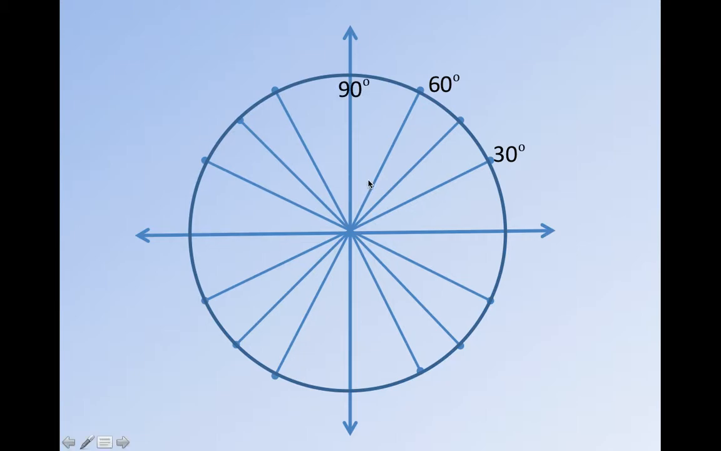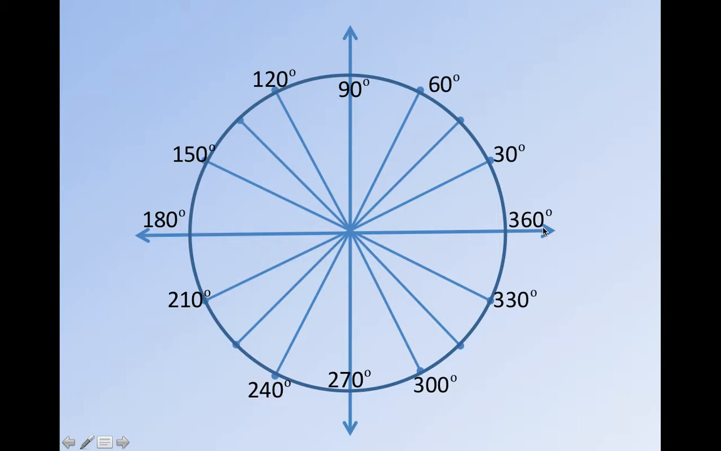If we keep going around adding 30, we get 120, 30 more, 150, 30 more, 180, 30 more, 210, 30 more, 240, 30 more, 270, 30 more, 300, 30 more, 330, and finally 30 more at 360. Now we've done a complete revolution around our unit circle.